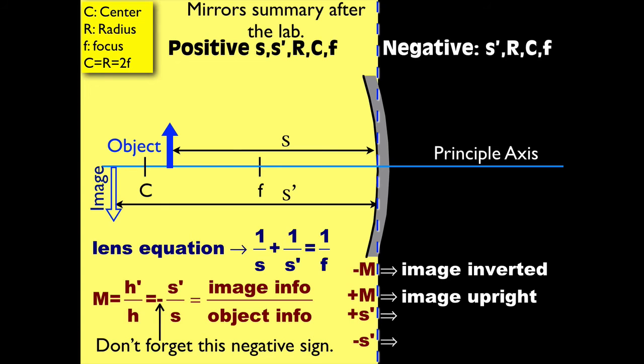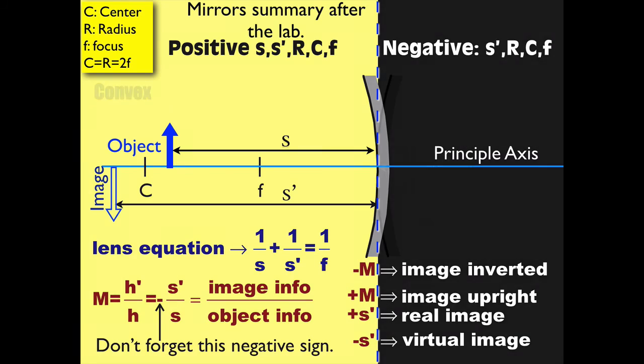And our distances also have some signs associated with them. If the image is positive, that means it's real. It's where the reflected light belongs. If the image is a negative S prime, it's where the reflected light doesn't belong. It'll be here on the dark side, or in this case, the back side of the mirror. So those are our signs we've got to contend with when doing all the math work associated with curved mirrors.